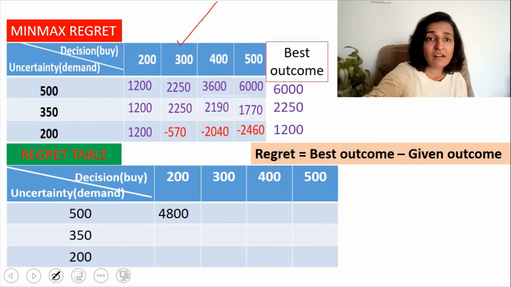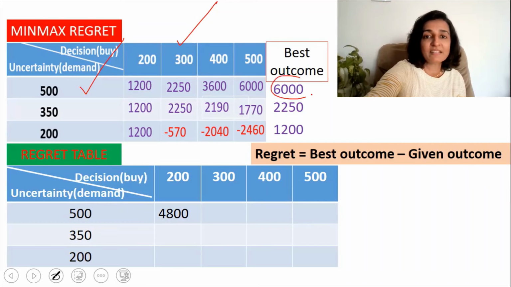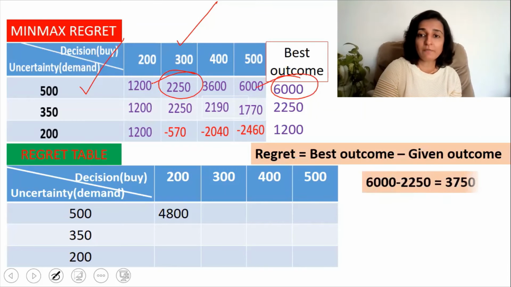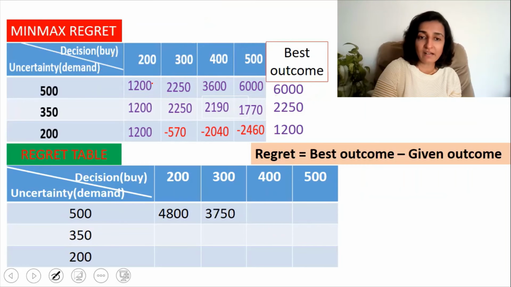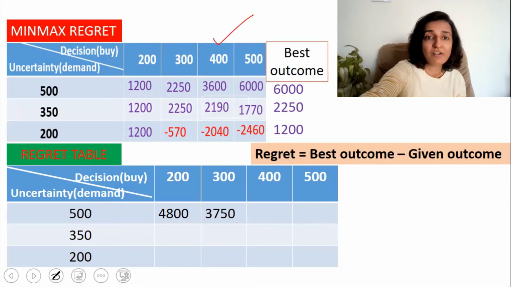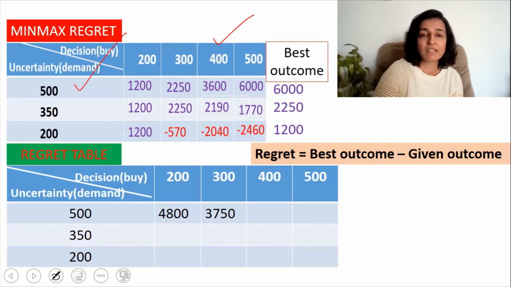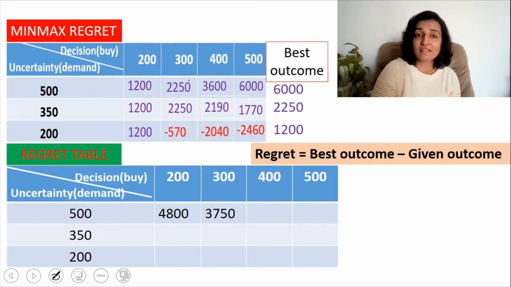Next situation, when 300 tickets are bought and the demand is 500 tickets. The best outcome is $6,000 minus the given outcome is 2,250, which gives an amount of 3,750 as the regret. Now, next situation, buying 400 tickets and demand is 500 tickets. So the best outcome is $6,000 and given outcome is only $3,600. So the regret is 6,000 minus 3,600 or $2,400.